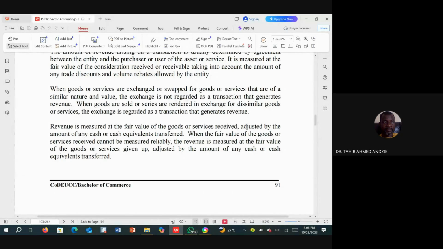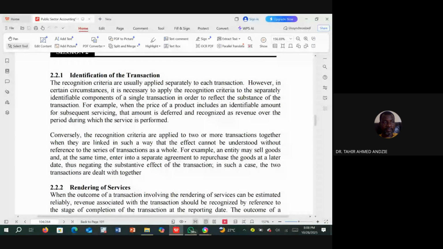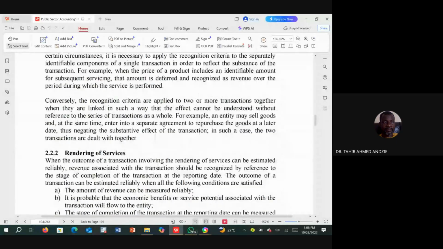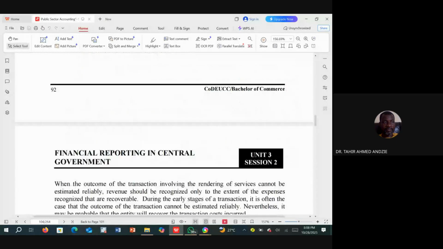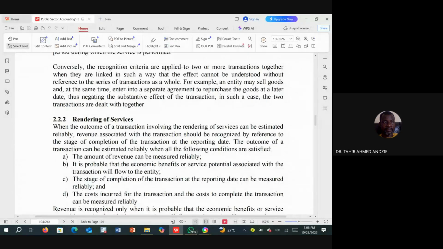Those are some of them. Now, there are a lot of things that you have to read. Well, if I'm saying I'm going to read everything, we are going to delay. So we talk of rendering of services.